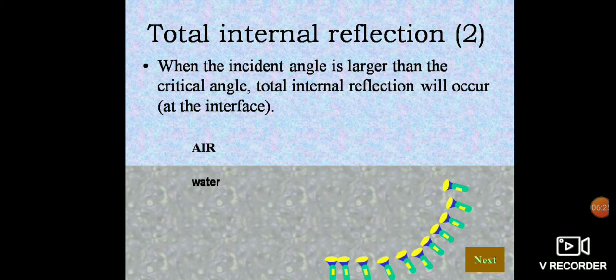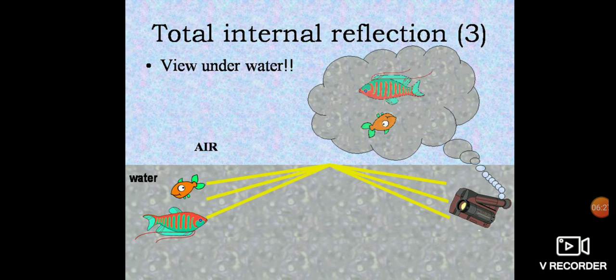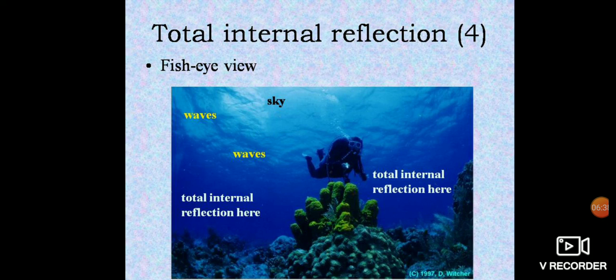Let us say this is air, this is water, and this shows the view under water. What happens? Total internal reflection occurs in this way. If you see the fish eye view, there is total internal reflection here, and total internal reflection here again.